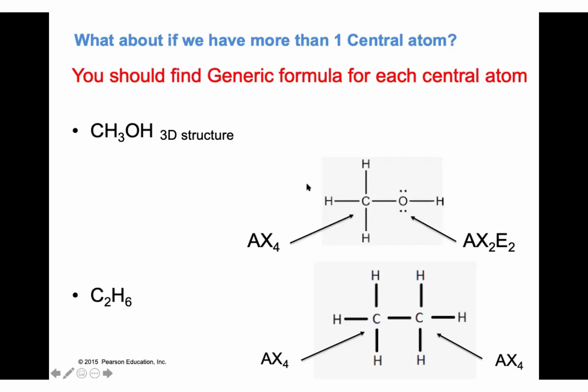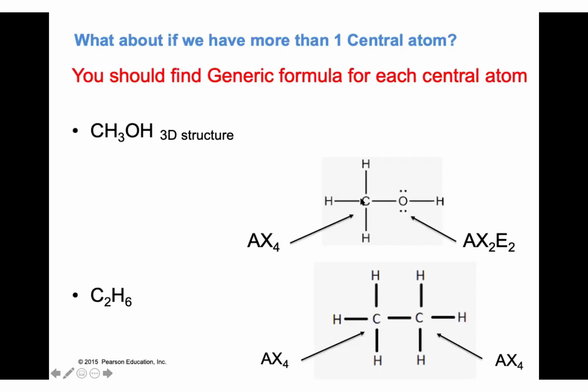Another thing is that this is all practice. As you practice drawing the Lewis structure, it becomes a little bit more automatic for you. So here we draw the Lewis structure. We make sure we have eight electrons around each element, following the octet rule. Then the next step after finding the Lewis structure is finding the generic formula. I find the generic formula for each central atom.